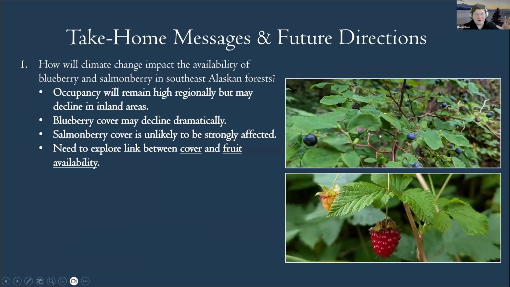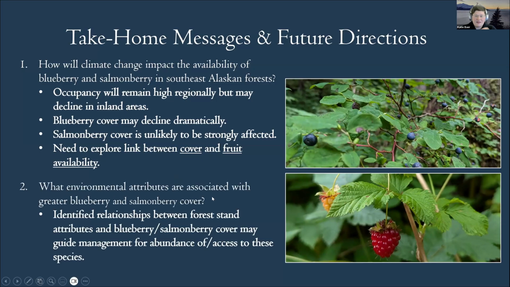So that's a lot to spit at you. Just very quickly, some of the take-home messages is that occupancy is expected to remain high, which is great, but cover may decline dramatically for blueberries, not so much for salmonberries. So that is concerning, depending upon obviously if that relationship is conserved. People do not care necessarily about cover. What they care about is fruit availability. So that, I think, is the next really necessary step in this research, is connecting those two and seeing where does one translate into the other.